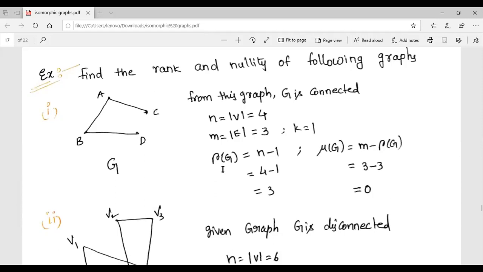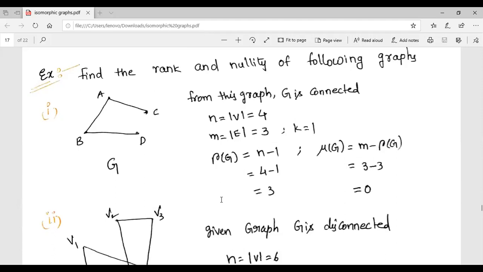So rank, what is the formula? Rho of G is equal to n minus 1. Here the n value is 4, so 4 minus 1 gives 3. Okay, so the rank of the given connected graph is 3. And nullity, mu of G, is equal to m minus rho of G. The number of edges is 3, so 3 minus 3 is equal to 0. So the rank of the given graph is 3 and the nullity is 0. This is how we find the rank and nullity of connected and disconnected graphs.